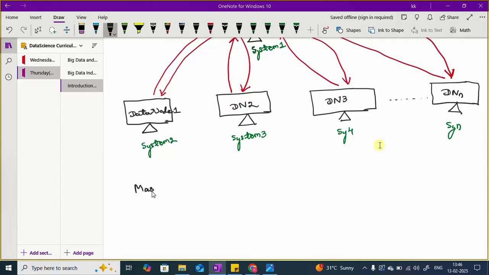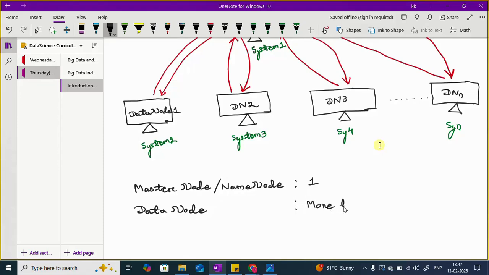Okay, always in a distributed system there will be one master node, or some people call it name node. All are the same, just different names. Always it will be one. Coming to data nodes, there will always be more than one. Obviously, it will be 2, 3, 4, whatever, based upon your configuration, you have to do it.